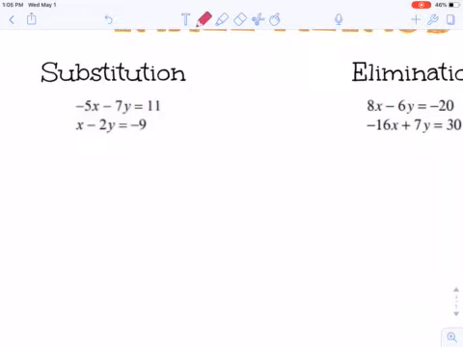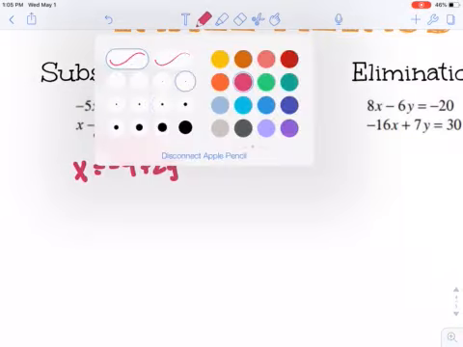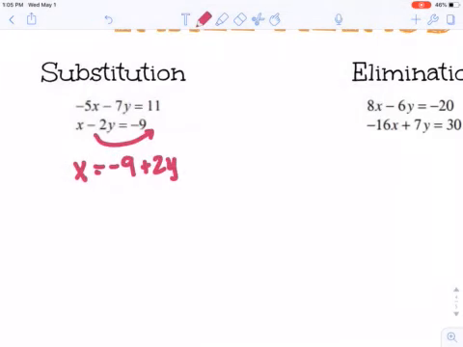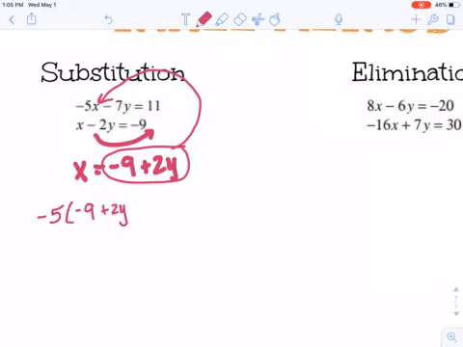So for this set of equations that we have here, I need to isolate a variable. So I'm going to move this 2y over. So I've got x equals negative 9 plus 2y. I'm going to make my writing a little smaller. So what I'm going to do now is I'm going to plug all of this in for x on the top equation. So negative 5 times negative 9 plus 2y minus 7y equals 11. So now I just distribute and pretty much just solve an equation that has one variable.